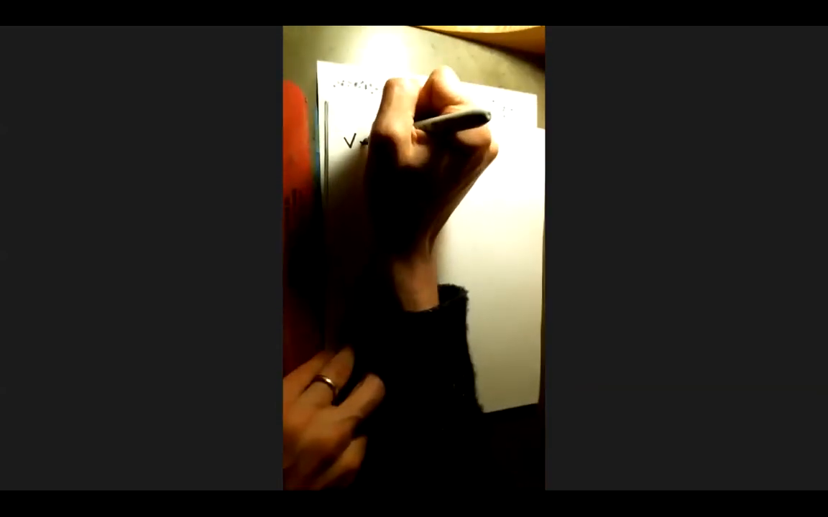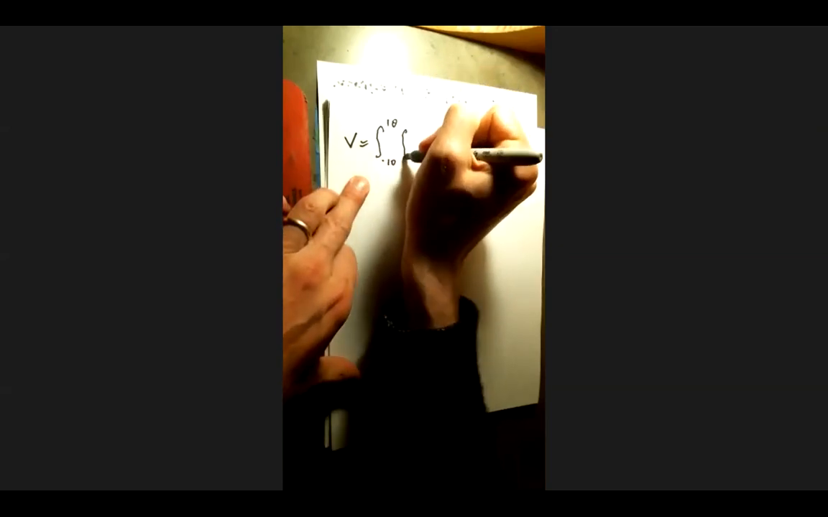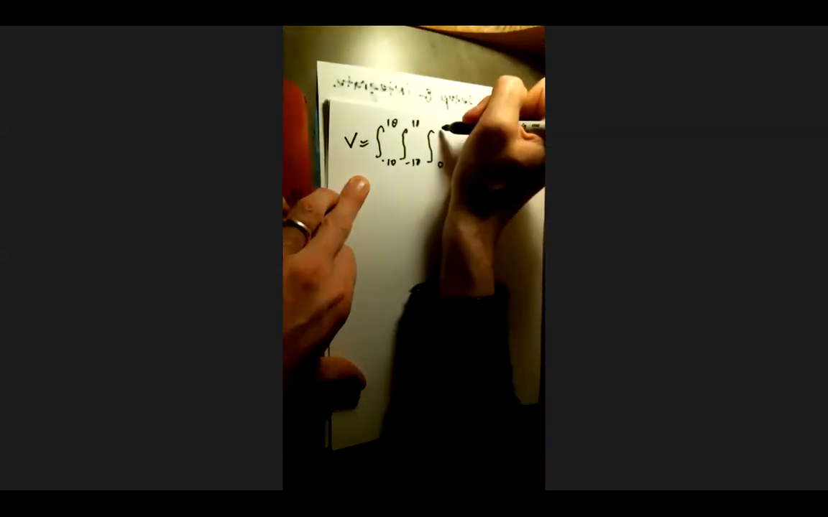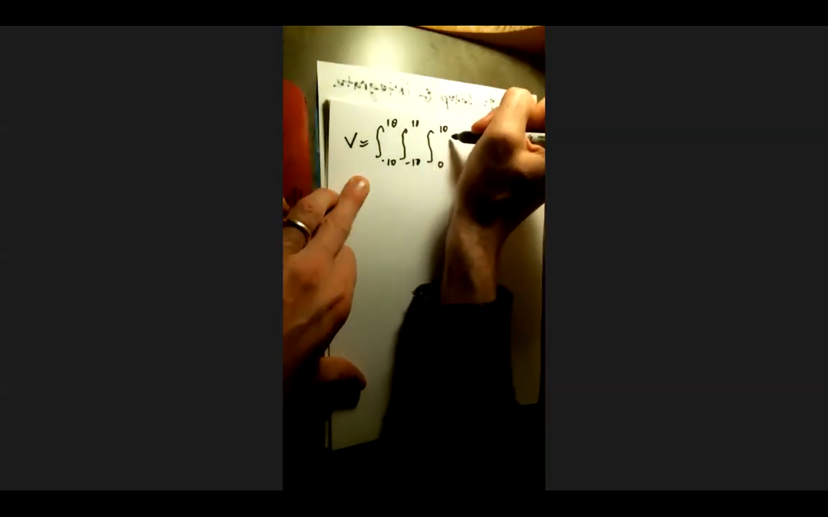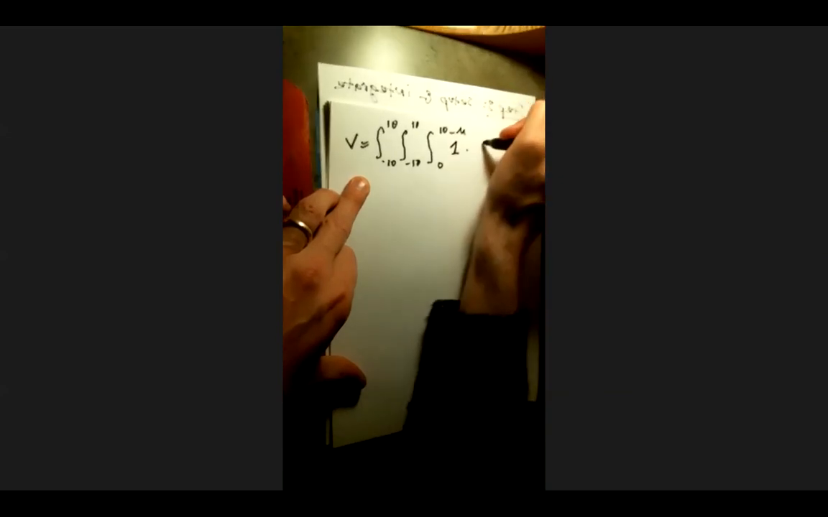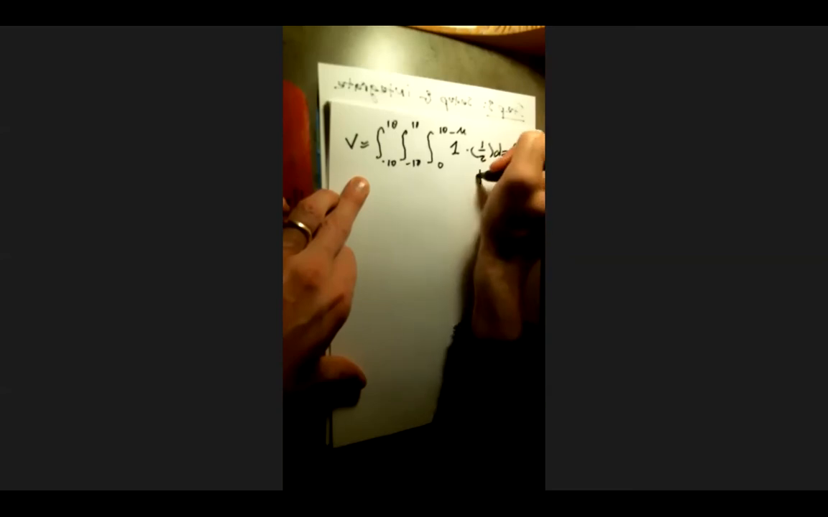So let's put it all together and see how this works. See if we get the same answer as before. So our volume is going to be the integral from -10 to 10, -10 to 10, 0 to 10 minus u of 1 times 1/2. Where'd that half come from? Scaling factor. Yeah, this is that scaling factor.